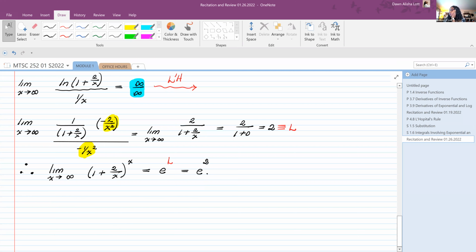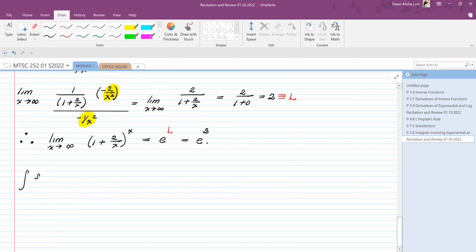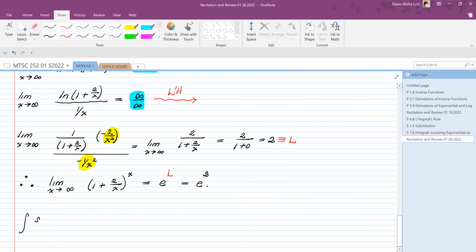Here's a good use substitution problem. Can we do another one like this first, please? Say that again. Can you do another problem like what we just did? Another problem like we just did.